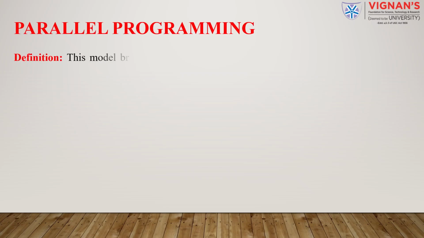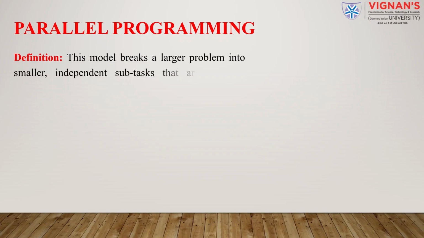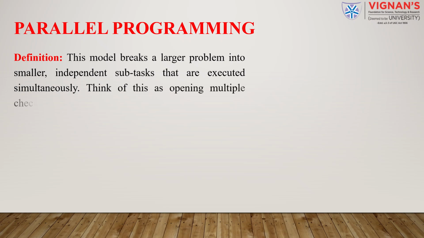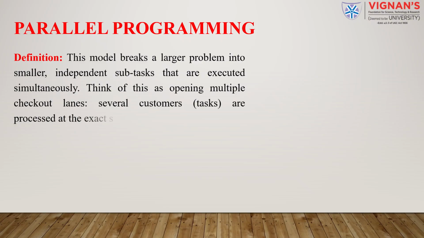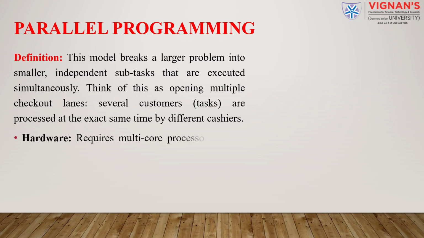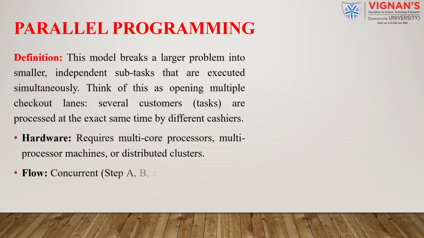Now, let's switch gears to parallel programming. Definition-wise, this model breaks a larger problem into smaller, independent subtasks that are executed simultaneously. Returning to our grocery store analogy, think of this as opening multiple checkout lanes. Instead of one long line, several customers are being processed at the exact same time by different cashiers. Hardware-wise, this requires multi-core processors or distributed clusters, allowing for a concurrent flow where steps A, B, and C run at the same time.